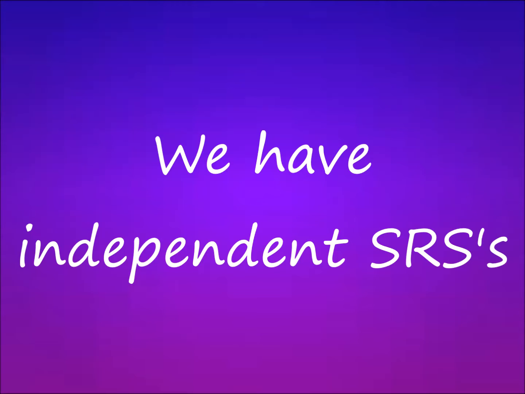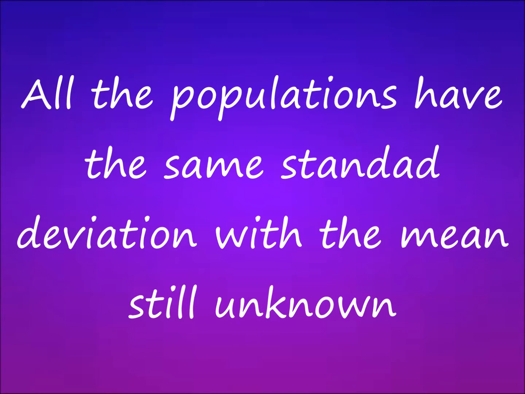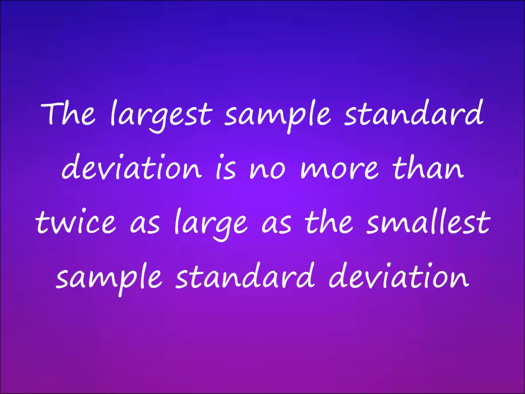Conditions: we have independent SRSs. Each population must have a normal distribution with an unknown mean. All the populations have the same standard deviation, with the mean still unknown. The largest sample standard deviation is no more than twice as large as the smallest sample standard deviation.